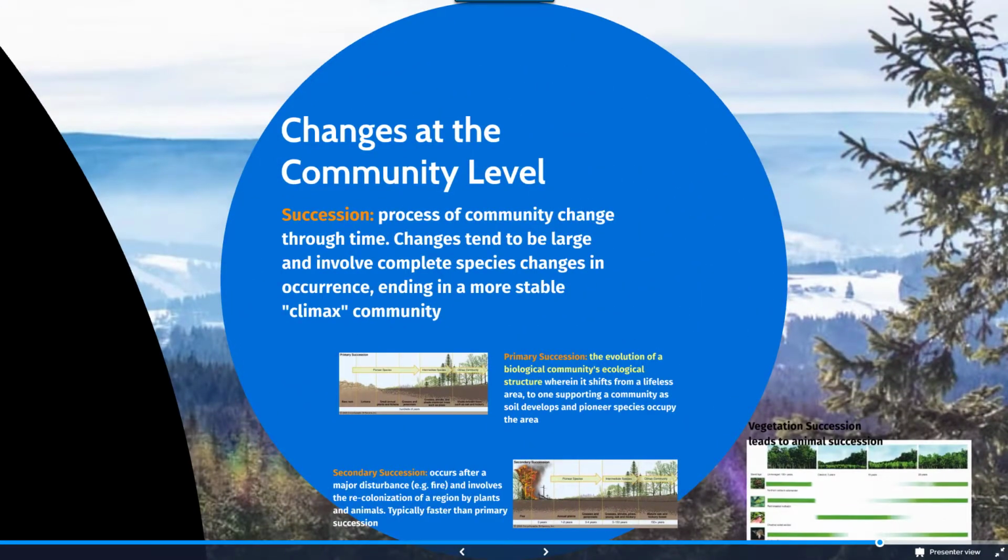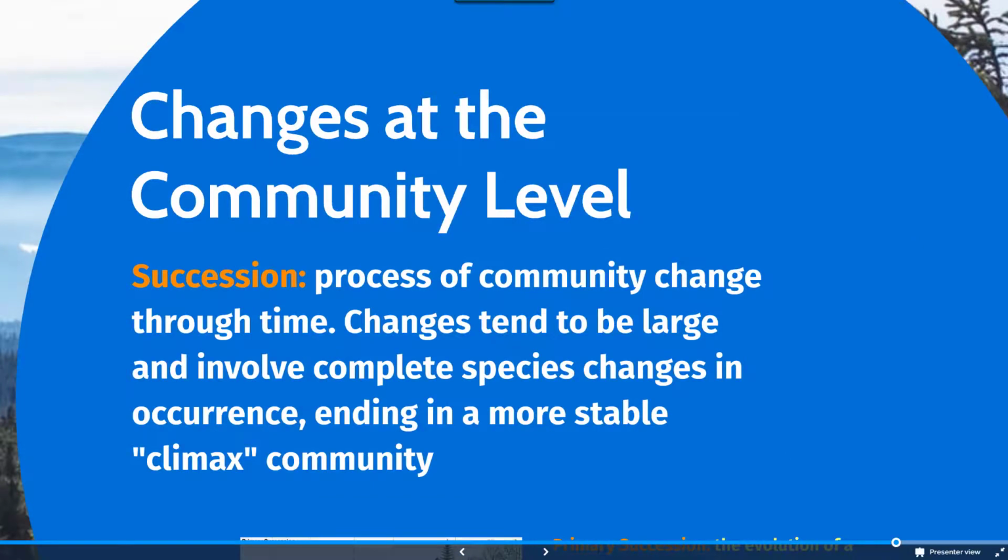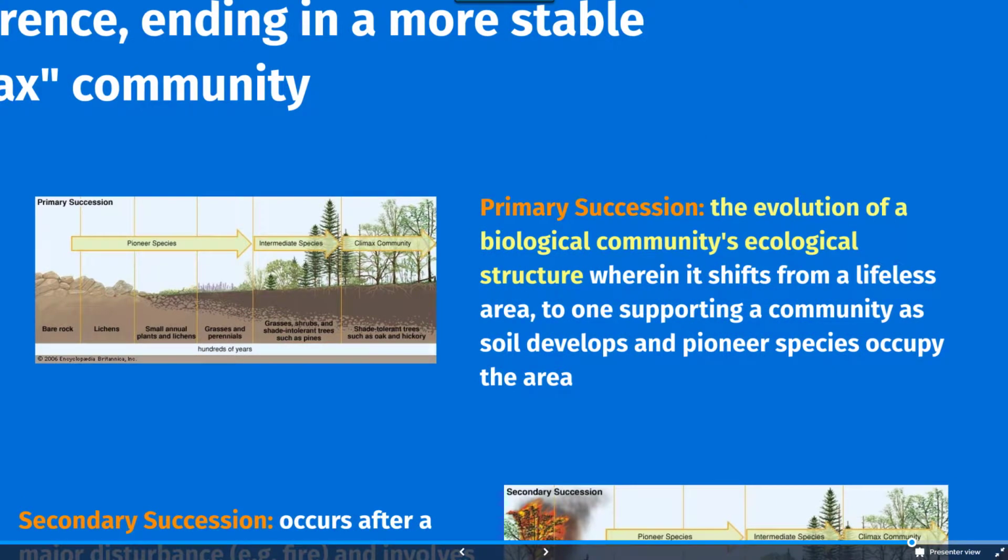We find that there are always going to be changes at the community level of these ecosystems. And one of the concepts that we can look at in terms of understanding those suite of changes is something called succession. This is going to be the process of community change through time. These changes are going to tend to be large and involve complete species changes in occurrence, ending with a more stable climax community. So one element of this is the primary succession, which is going to be the evolution of a biological community's ecological structure.